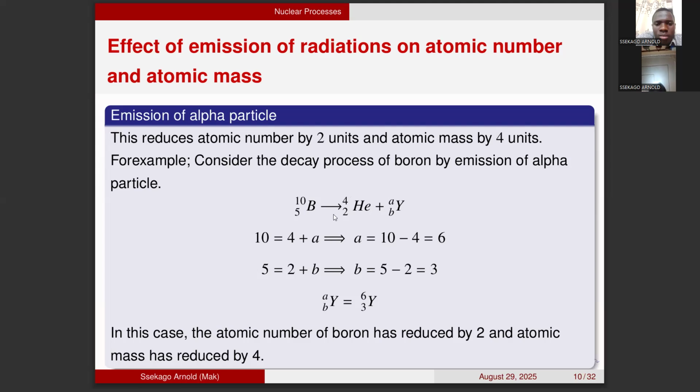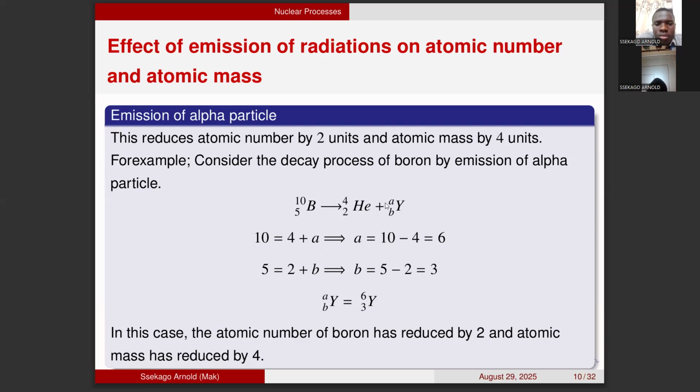Similarly, we do the same thing down. We have 5 equals, look at the arrow as an equal sign. 5 is equal to 2 plus B. So down you have 5 equals 2 plus B. Making B the subject, taking 2 to this side, we shall have B equals 5 minus 2, and this gives us 3.